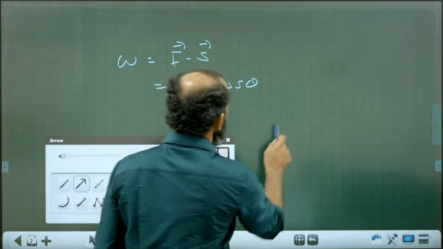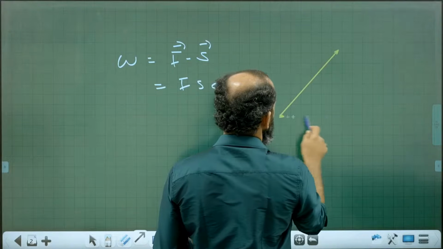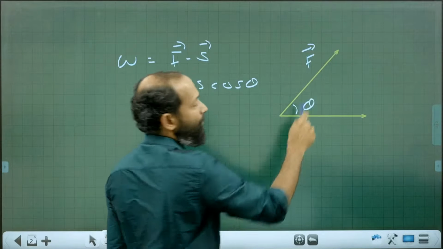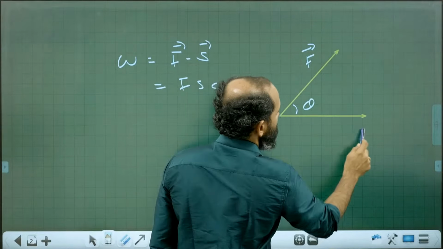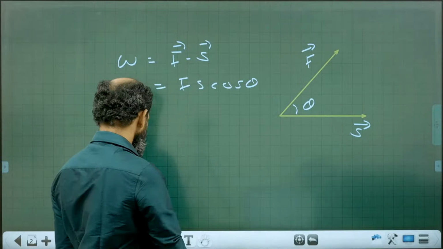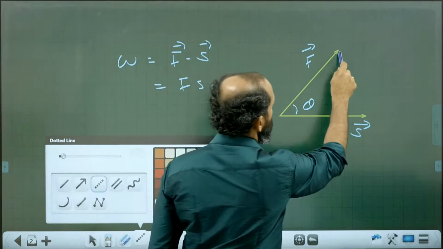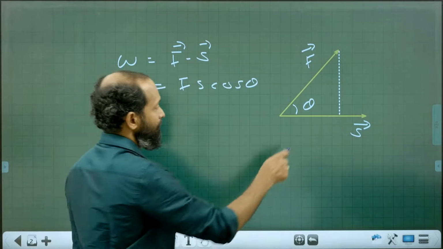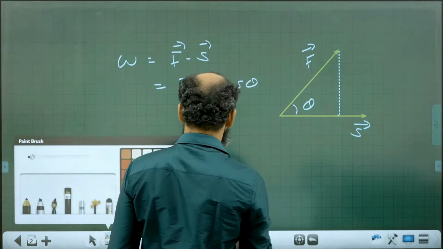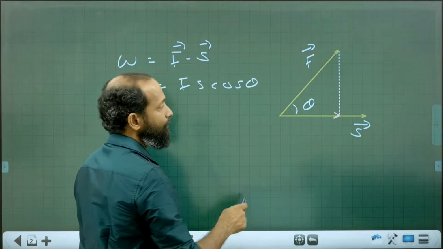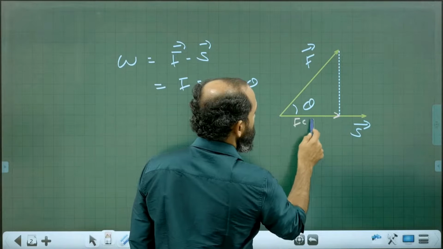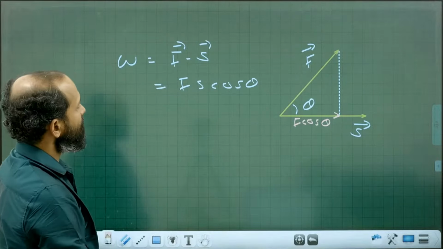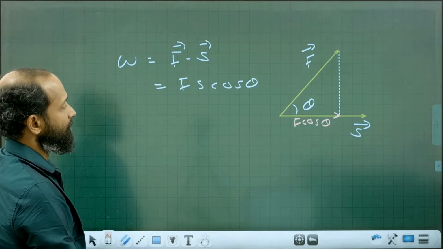Graphically, how to explain this? If force is acting along this line and displacement is along this line, the angle between these two is theta. Force is a vector along that line. Displacement is along this line. Drop a perpendicular from the tip of the force vector onto the displacement vector to get the component of the force vector along displacement. The component of the force vector along displacement is F cos theta. Then work is F cos theta into S. That is the scalar product, F dot S, Fs cos theta.